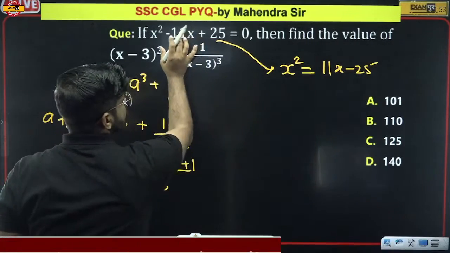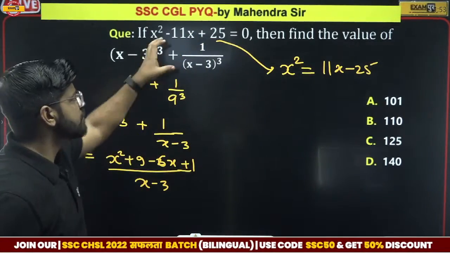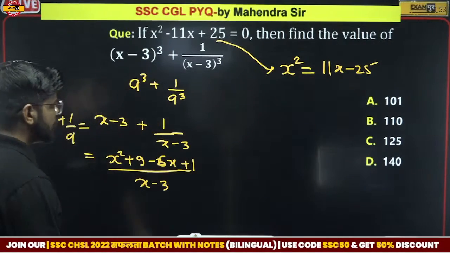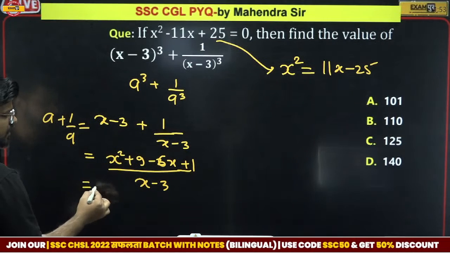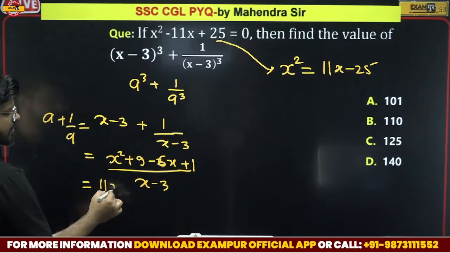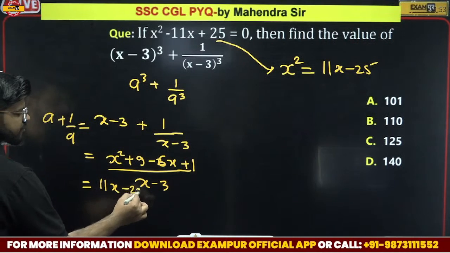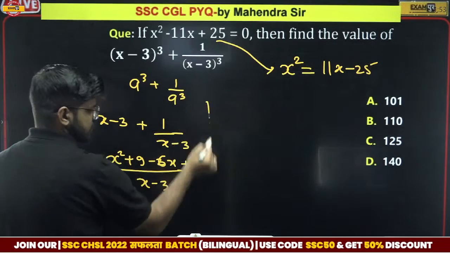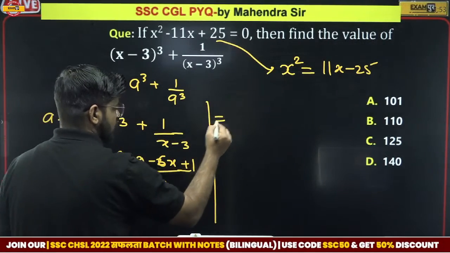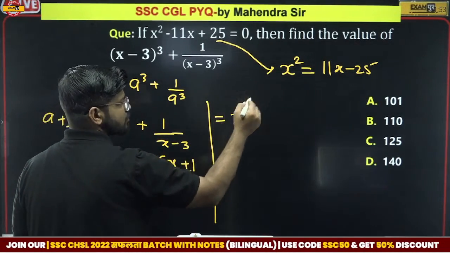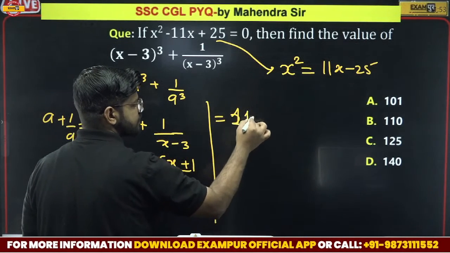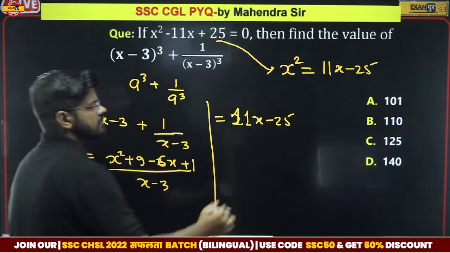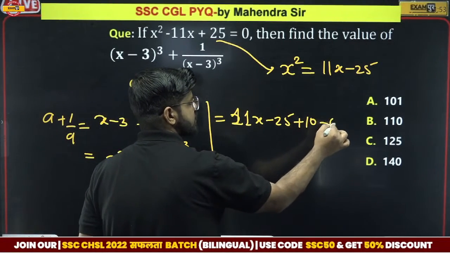Both of these will go to the RHS. So x square will be 11x minus 25. Put the value of x square here and you will get 11x minus 25. Let me take this here. So what are we getting? In the place of x square, 11x minus 25, 9 plus 1 is 10, plus 10 minus 6x.